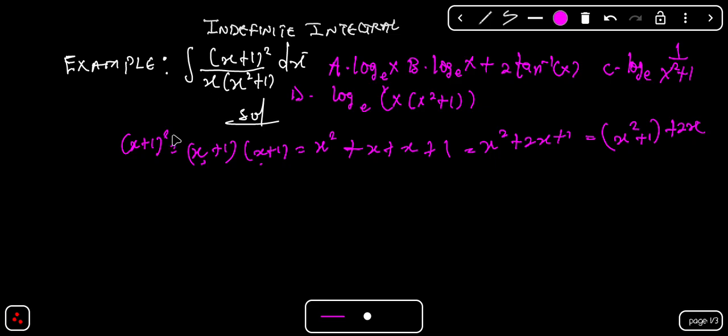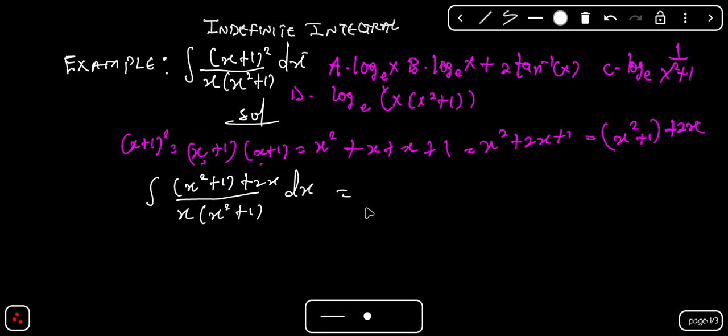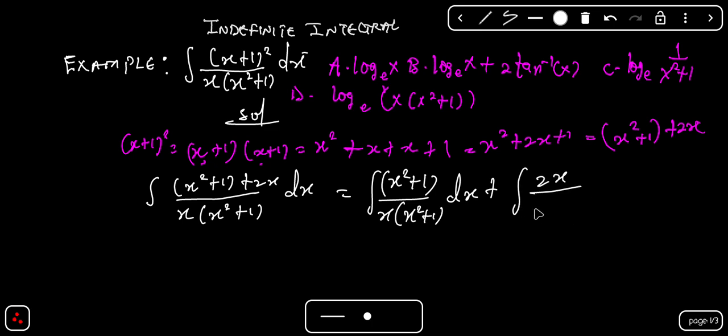So I'm going to write this integral as follows. Then we have the integral of (x^2 + 1 + 2x) over x(x^2 + 1) dx. So we can apply linearity. If we apply linearity, we are going to have the integral of (x^2 + 1) over x(x^2 + 1) dx, then plus the integral of 2x over x(x^2 + 1) dx.